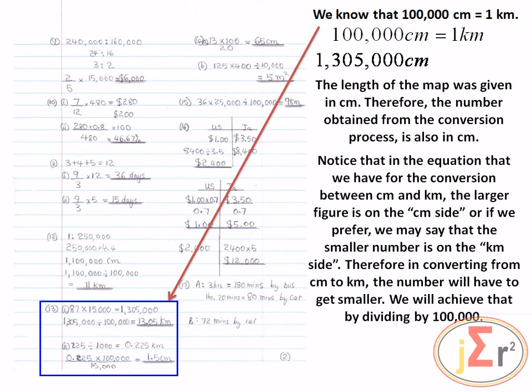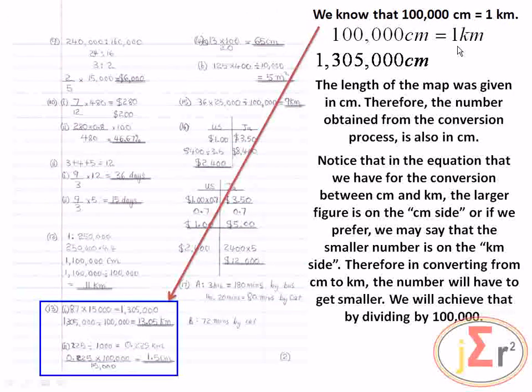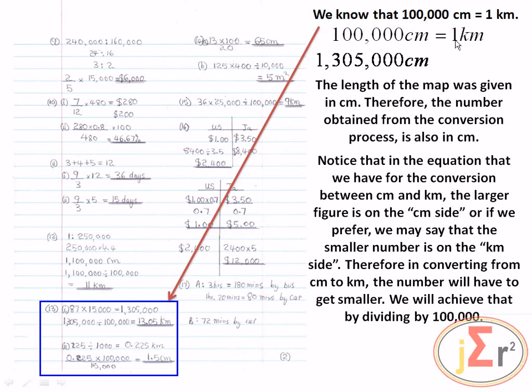Notice that in the equation for the conversion between centimeter and kilometer, the larger figure is on the centimeter side, or if we prefer, we may say that the smaller number is on the kilometer side. Therefore, in converting from centimeter to kilometer, the number will have to be smaller. We will achieve that by dividing by 100,000, which is the number that we have here in the conversion equation. And as I said before, the number being smaller does not mean that this one is smaller.